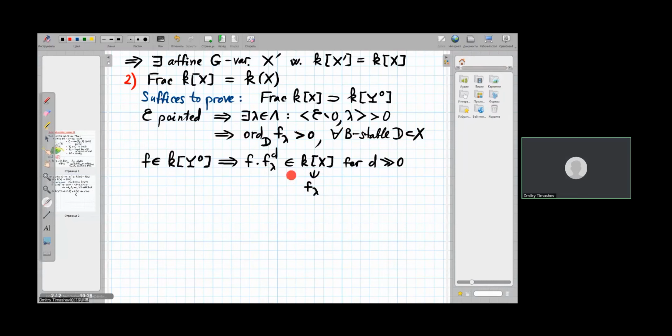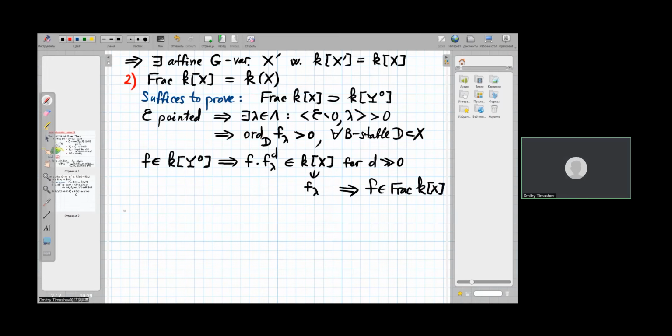And from these two inclusions, you see that the function f is in the field of fractions of regular functions on X. So this implies that f belongs to the fraction field of regular functions. So we have proved that the fraction field of regular functions is exactly the field of rational functions.